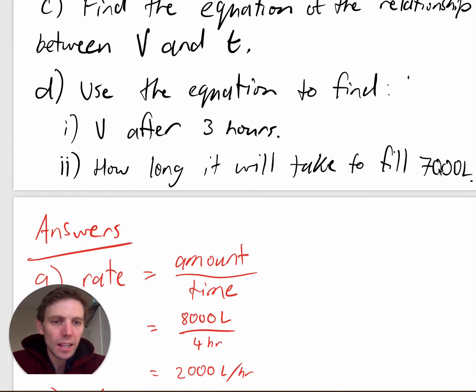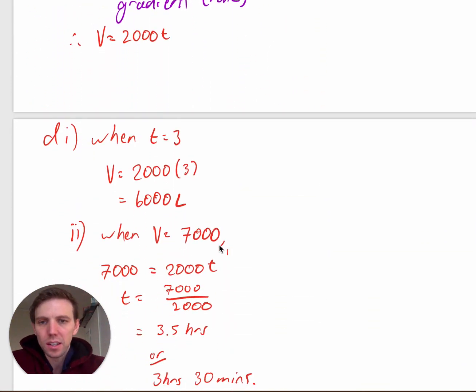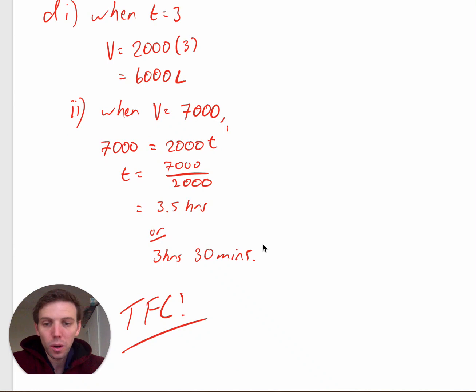How long is it going to take to fill 7,000 litres? Well, this time we're just told that V equals 7,000. So we're going to substitute V equals 7,000 into this one. And then we're solving for T. So here we'll just need to divide both sides by 2,000, by the coefficient of T. And we end up with 7,000 over 2,000, which obviously is a fraction, 7 over 2. Or in this circumstance, because it's a nice pretty number, I've just left it as 3.5 hours or 3 hours and 30 minutes. Well done.